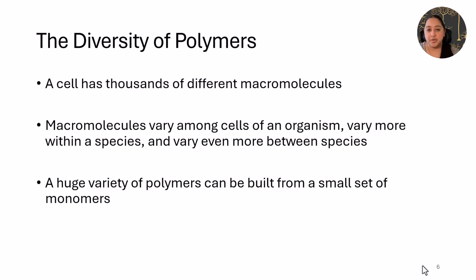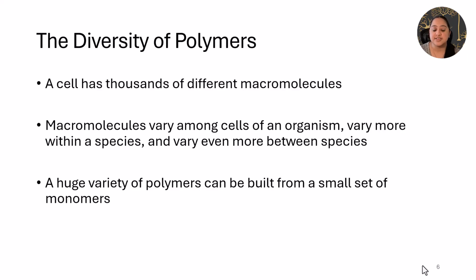Okay, so to go back to talking in more detail about these guys. Cells have thousands of different macromolecules, and they're going to vary. The macromolecules will vary among the cells of an organism. So we have specialized cells in our bodies, and even in one organism, we're going to have cells that have different amounts of protein or different amounts of carbohydrates or other things like that. They'll vary more within a species, and they'll definitely vary even more between species. So our cells and what makes them up are going to be pretty different.